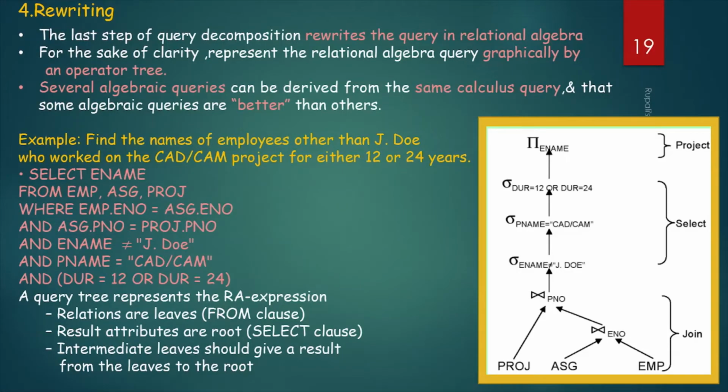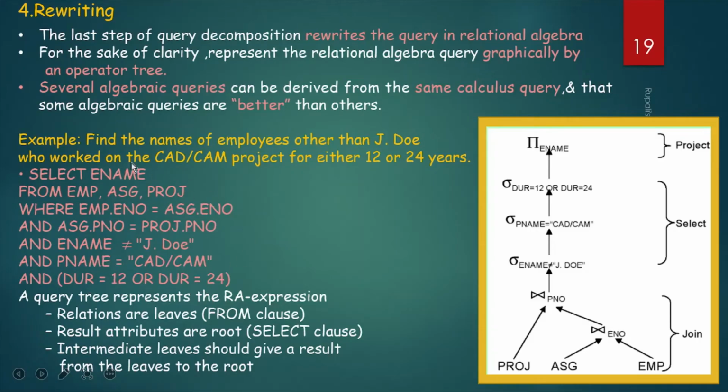Find the names of employees other than J. Doe who worked on the CAD/CAM project for either 12 or 24 years. So what should be the SQL query? Query should be like this: select ename from EMP, ASG, PROJ where emp.eno equals asg.eno and asg.pno equals proj.pno and ename not equals JDOE and pname equals CAD/CAM and duration 12 or 24.